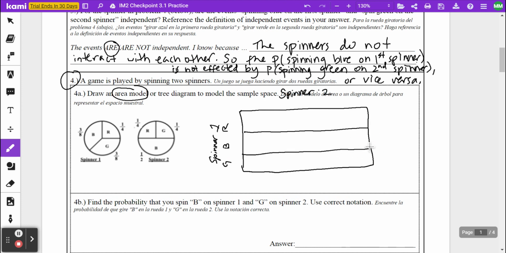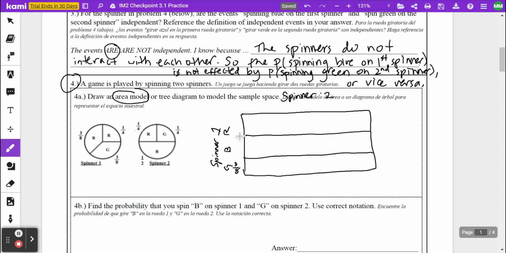Probability of green is 3/8. Probability of blue is also 3/8. Probability of red is 1/4. Spinner 2 could again be green, red, or blue. Probability of green this time is 1/4. The probability of red is 1/4. The probability of blue is 1/2.